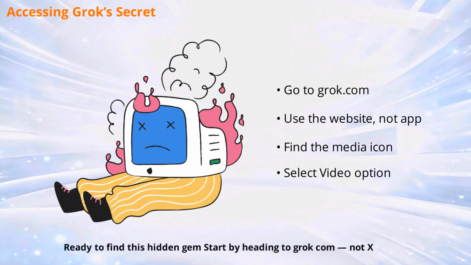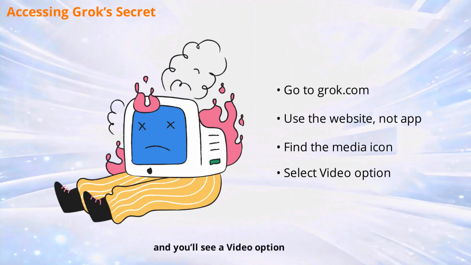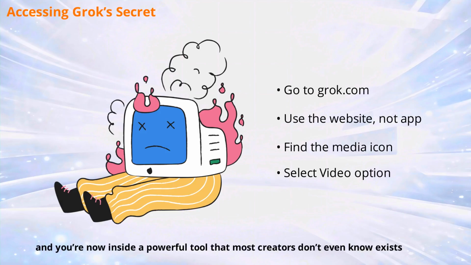To find this hidden gem, start by heading to grok.com, not X and not the mobile app. You need to use the website. Once you're inside the chat interface, look for the media icon, click it, and you'll see a video option. This is the feature Grok never promoted or advertised. Select it and you're now inside a powerful tool that most creators don't even know exists. It's that simple to access but easy to overlook if you don't know where to look.